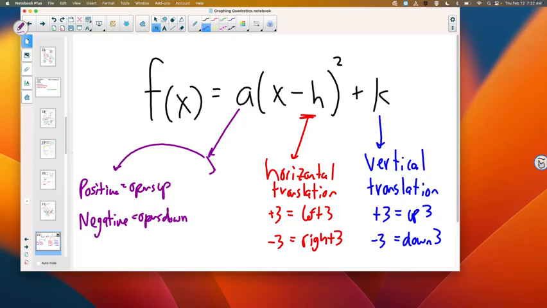And the other thing, running out of space here, is if A is between 0 and 1, that's 0 less than A less than 1, that means A is between 0 and 1. Then when this happens, it's called a vertical compression. And when A is greater than 1, so like 2, 3, 5, 1,000, then that is called a vertical stretch.